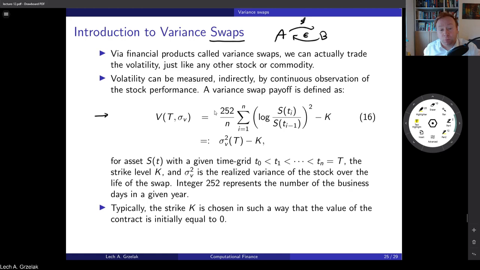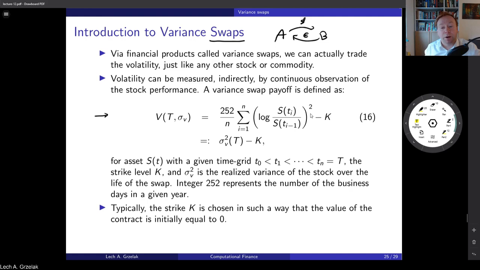So the variance swap derivative is defined as follows. It has the following payoff. We have a summation. This element is just a scaling, or you can consider it as a kind of average. Here we have a summation of all the squared logarithms of performances of S_ti divided by S_ti minus one. For a given grid of dates, we look at the ratio between two consecutive dates of the stock. Basically every single day we monitor the value of the stock and divide it by the previous one. That's a performance. Then we take a logarithm and square it, minus K.